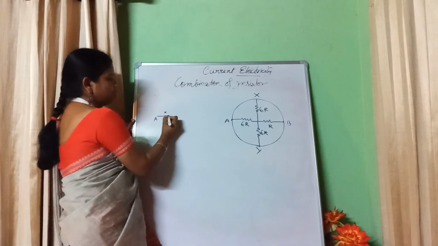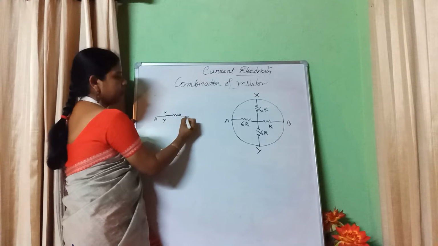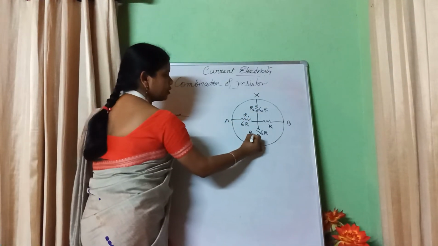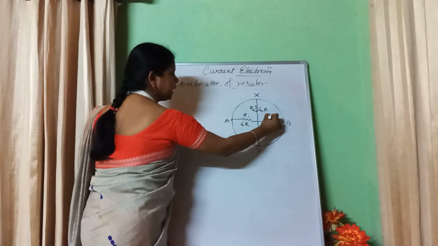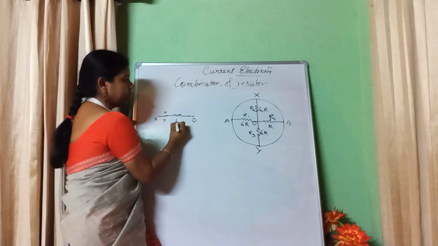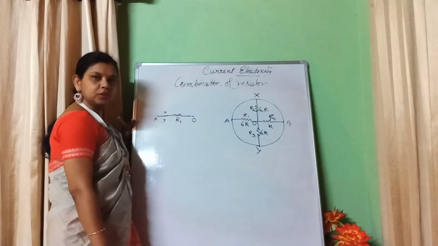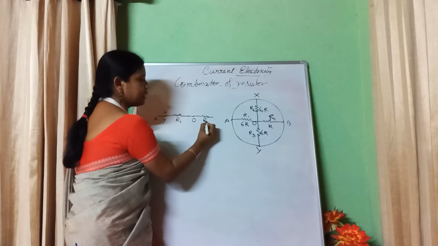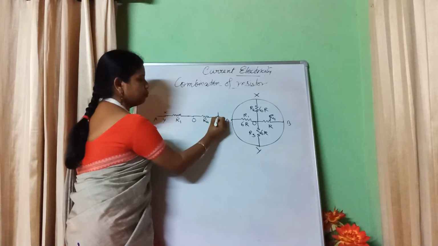So this is Y. From A we have resistors. Suppose this one is R1, this is R2, this is R3, this is R4. This is my terminal O. Here this is my R1. And from O we have a resistor R4, which is connected to B.